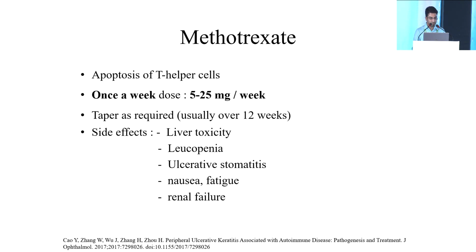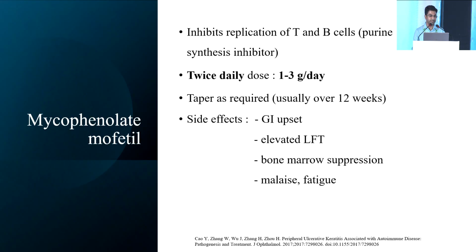A little bit on the different types of immunomodulatory agents. Methotrexate is an apoptosis inducer of T cells, and it can be given as a single weekly dose of 5 to 25 milligram per week, and tapered over a duration of 12 weeks. All these agents can be tapered over a period of 12 weeks depending upon the response. Side effects include hepatotoxicity, leukopenia, ulcerative stomatitis, nausea, fatigue, and renal failure.